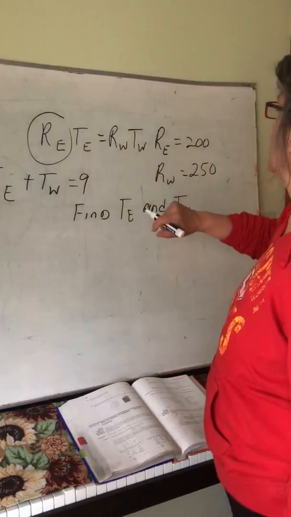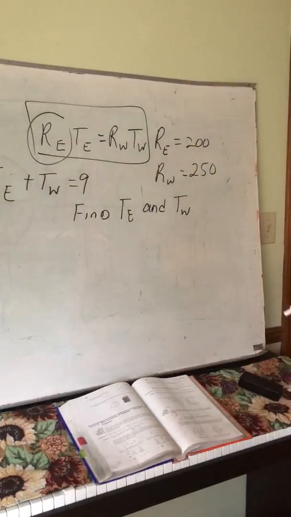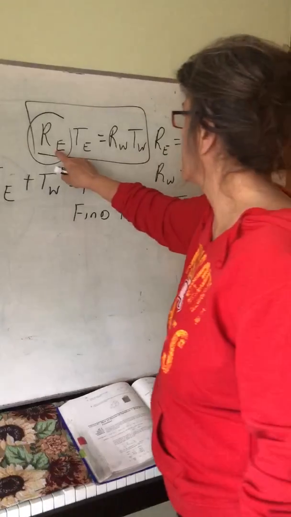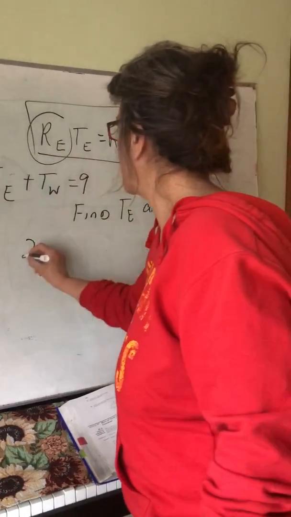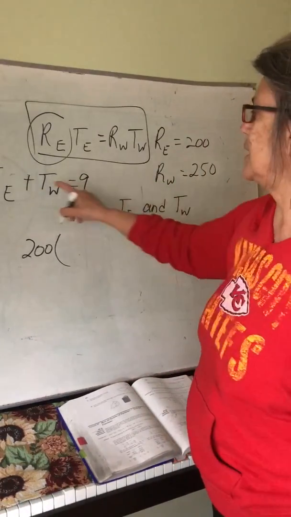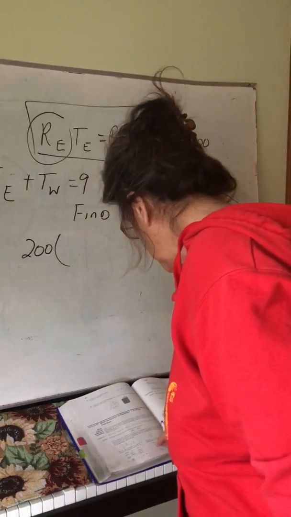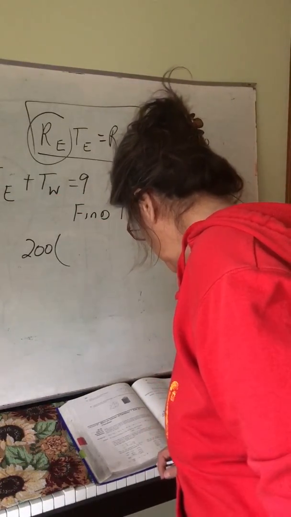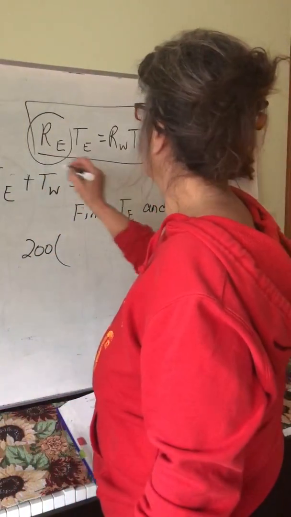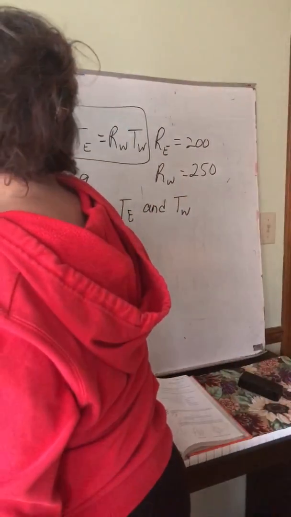So RE, here's the equation we're going to start working with. We can put an RE and an RW in here. So we're going to replace the RE with the number 200. And TE, we can redo this and set TE over here. We could say TE or TW, it doesn't matter whichever one you want to switch around here. You're going to get the same answer.